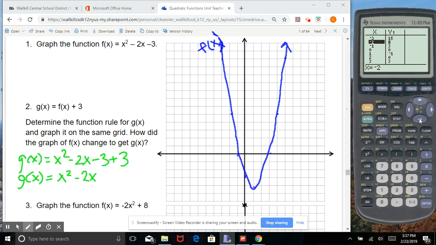-2, +8, 1, 2, 3, 4, 5, 6, 7, 8. Then -1, 3. Then 0, 0. Then 1, -1. 2, 0. 3, 3. Four, 8. I'm going to go ahead and graph that line as well.